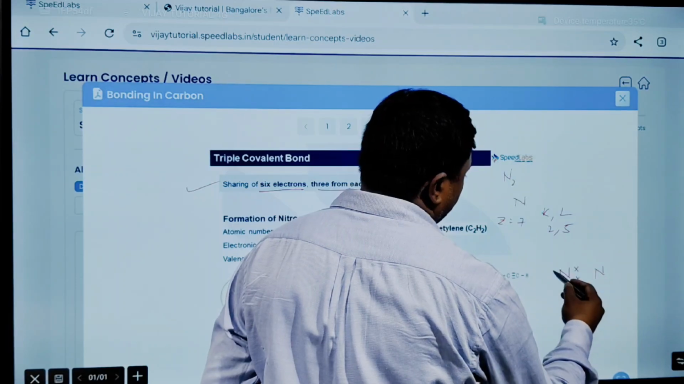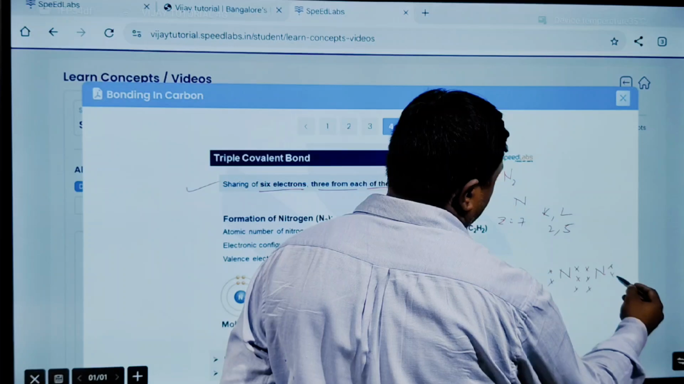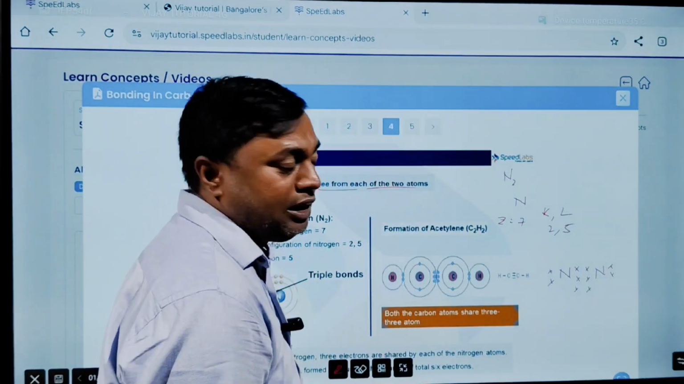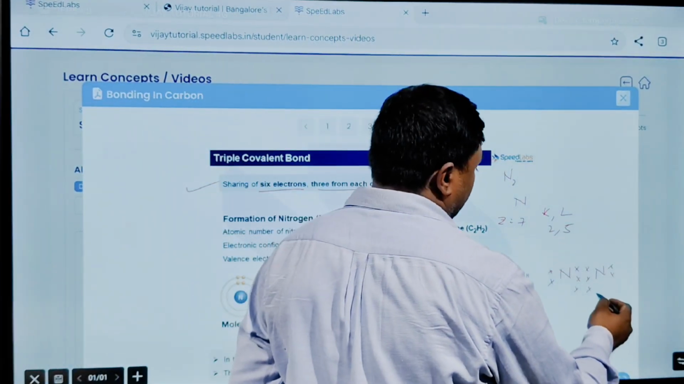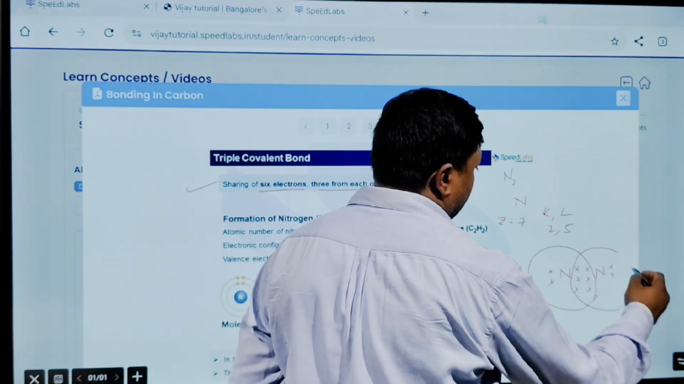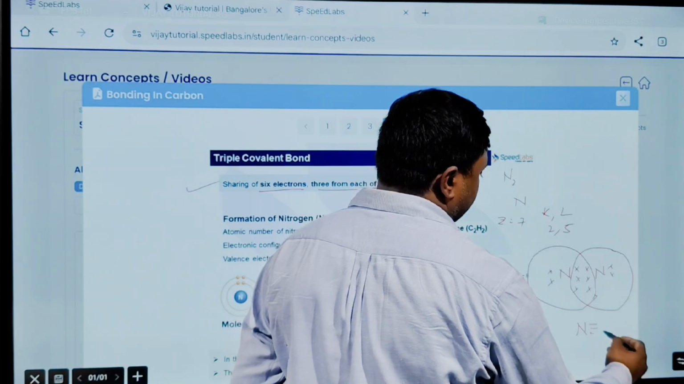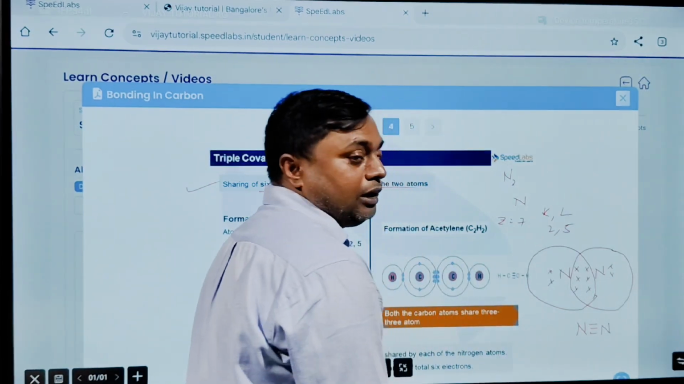1, 2, 3, 4, 5. Similarly, 1, 2, 3, 4, 5. Now nitrogen, to become stable, needs 3 electrons. So it will take 3 electrons from this one and become stable. Similarly, it will take 3 from here. So here between the nitrogen atoms, 3 pairs of electrons are there. That's why it is what? A triple covalent bond. Yes or no?